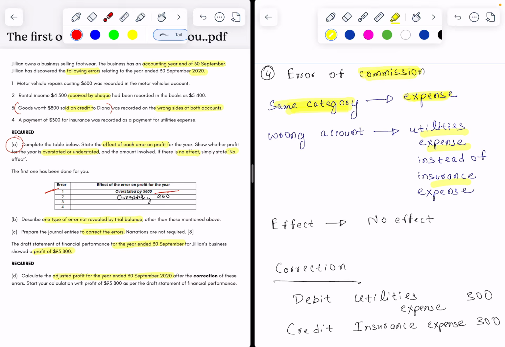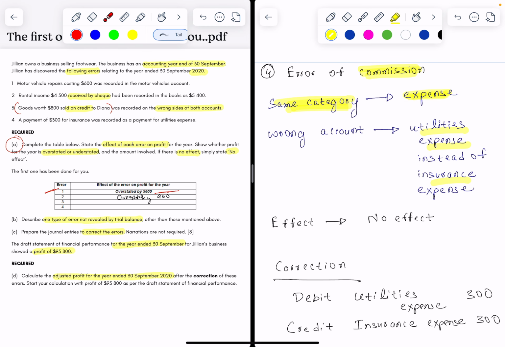So whenever the same category is involved but the wrong accounts are used, that is what we classify as an error of commission. In terms of the effect on profit, there's really no effect, because when you would have wrongly recorded it in the account for utilities expense, instead of recording it in the other expense account for insurance, you would have still shown your expense has increased by 300 regardless. Even though you fix it from utilities to insurance, the expenses are still going to be the same and the profits will therefore not move. So therefore, there is no effect on profit. That's for error number 4. That is what you want to write here, okay?